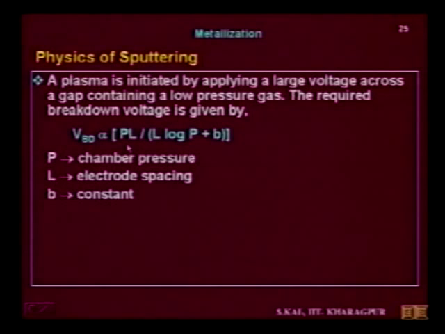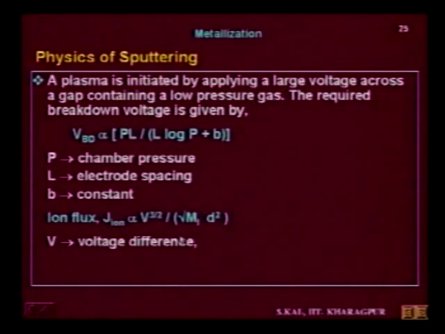The ion flux is also proportional to V to the power 3/2 divided by square root of M_I d squared, where V is the voltage difference between the cathode and anode. That means the cathode is the target and on the anode you are keeping your wafers. So between these two electrodes the applied voltage is V. M_I is the mass of the ion and d is the dark space thickness.